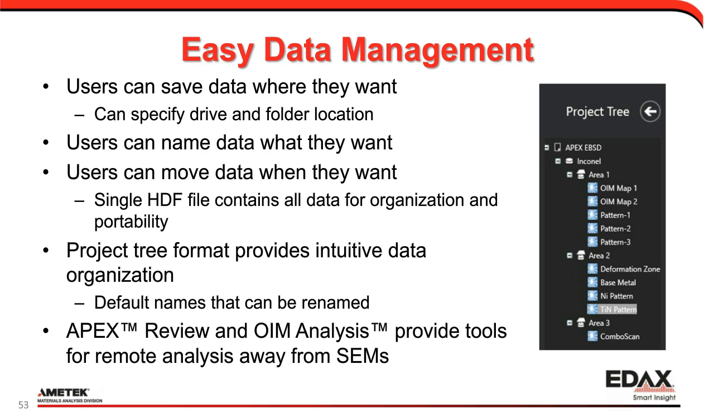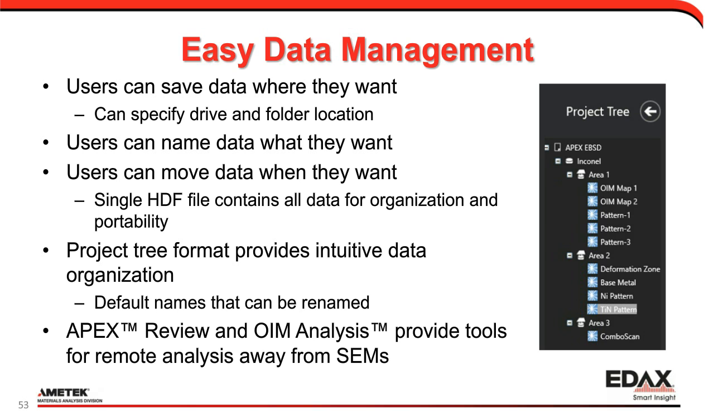So that top area where I collected data, OIM map 1, OIM map 2, pattern 1, 2, and 3. But I can also rename these: deformation zone, base metal, nickel pattern, titanium nitride pattern. Area 3 has a combo scan. So you can do it quick and easy if you want the computer to just give it default file names, or you can put in the specific information you need.